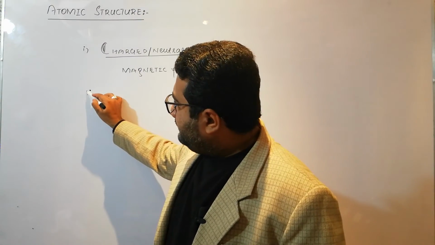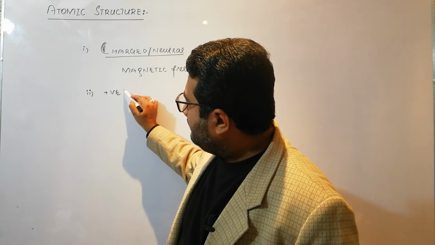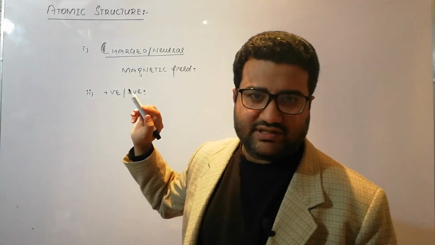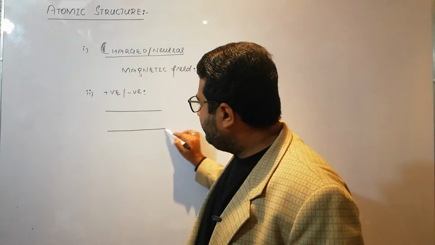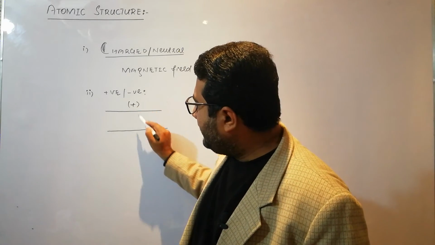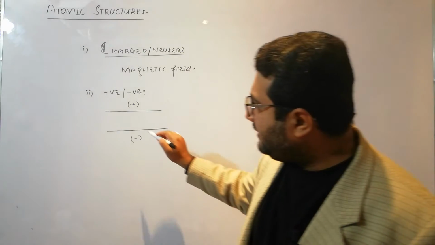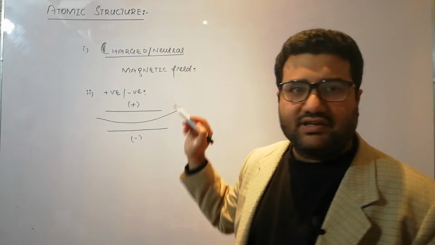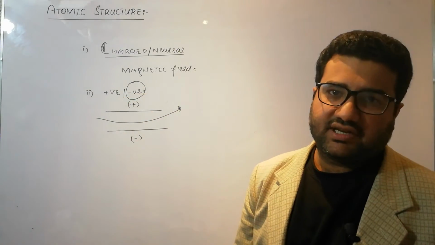Now, what kind of charge? Positive or negative? This was the question. When you want to test whether the charge is positive or negative, apply the electric field. Here the two plates were used, positive and negative, and when cathode rays passed, they deflected towards the positive plate, showing that they are negatively charged.